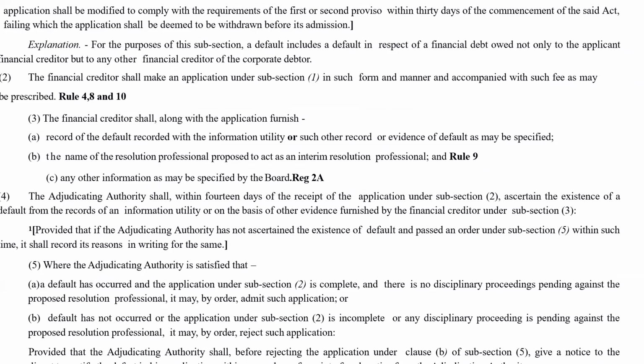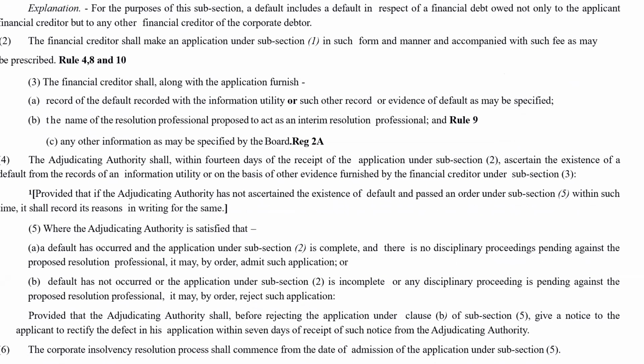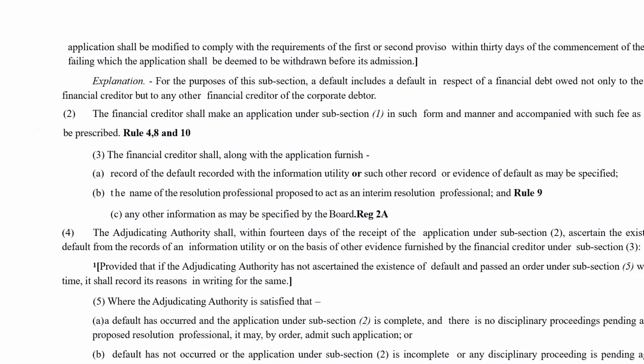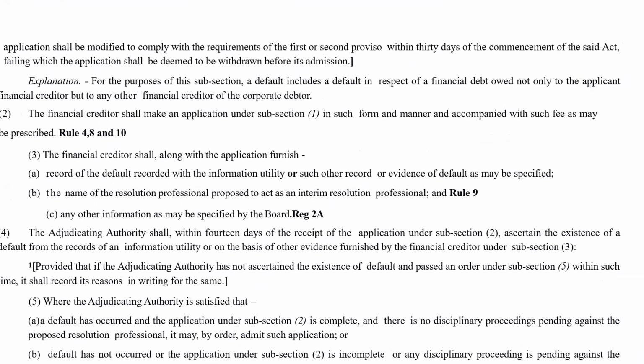Then they have to attach certain documents along with the application. Then the adjudicating authority also. Now what is the time limit within which this application can be filed? Suppose a banker gave a loan to company XYZ Limited. So within how much period can the banker file the application against this company? And when will this period start?